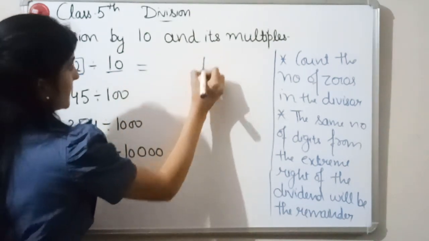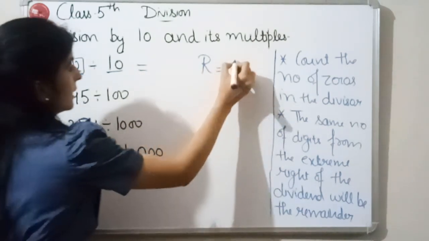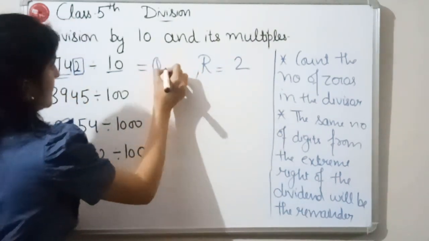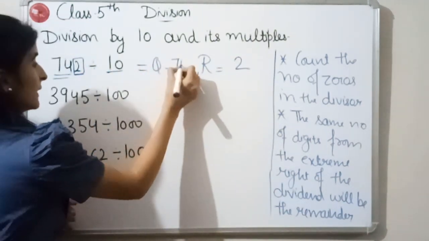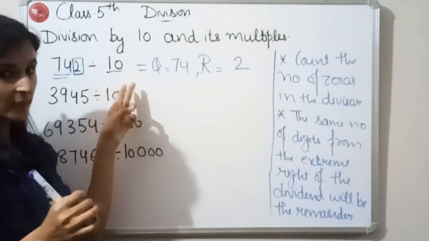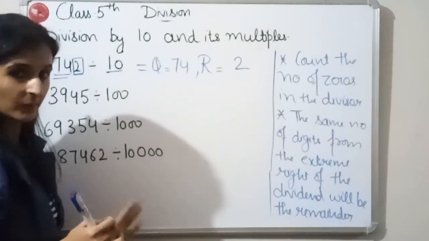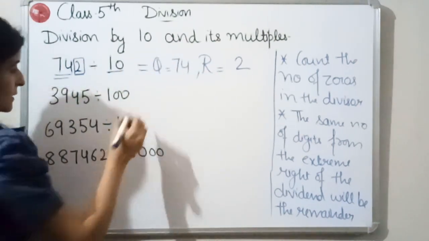So what is the remainder here? Firstly we can find the remainder. Remainder will be this 2 and the quotient is 74. Why? Because there is 1 zero in this 10, so the last digit will be the remainder. Clear? Now let's come to the next part.